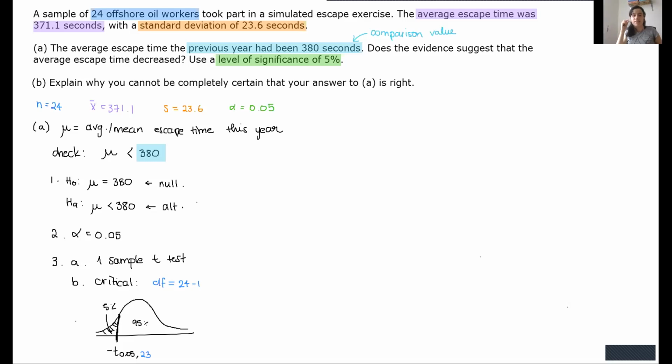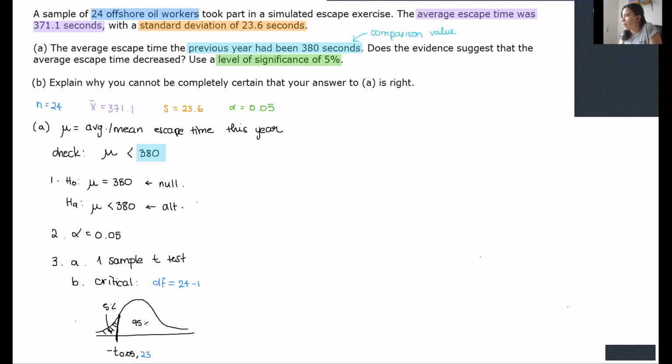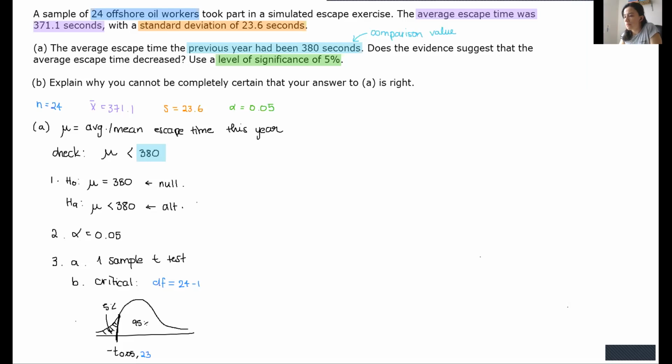So the degrees of freedom is a measure of how much information you have in your sample, which depends on the size of the sample that you have. But it doesn't really come into play for our class. The only thing that comes into play is what row you're going to be looking at in your table. That's it. So what we're going to do now is go to the table.